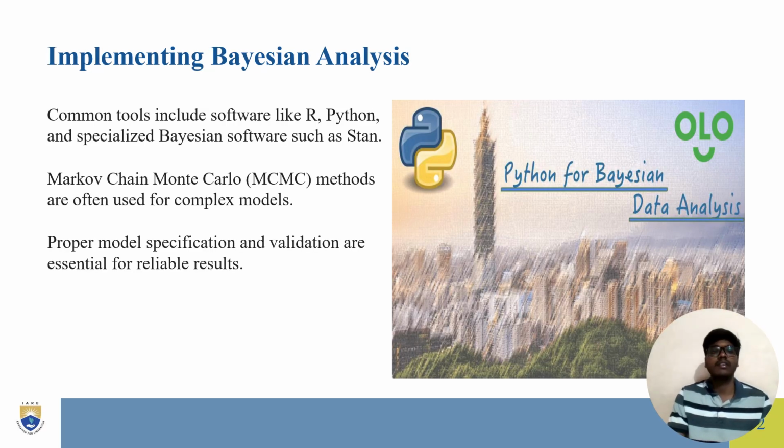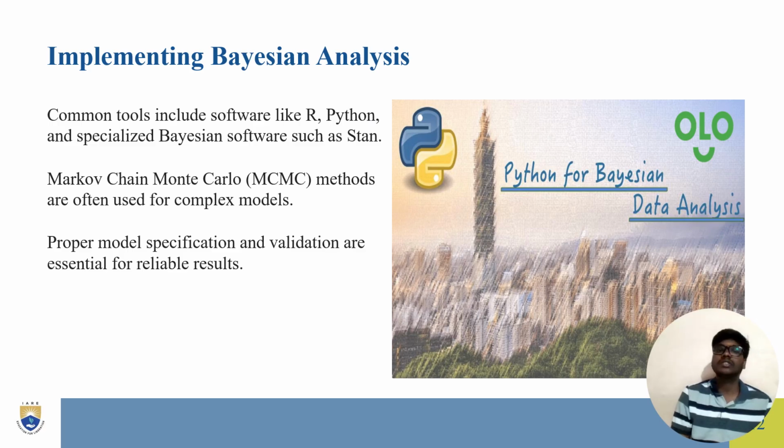Implementing Bayesian analysis. Here the common tools include software like R, Python, and specialized Bayesian software such as Stan. And also Markov chain Monte Carlo, also known as MCMC methods, are often used for complex models. Proper model specification and validation are essential for reliable results.